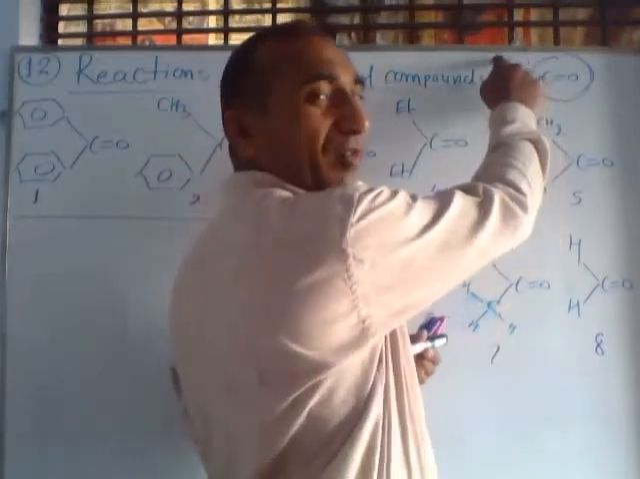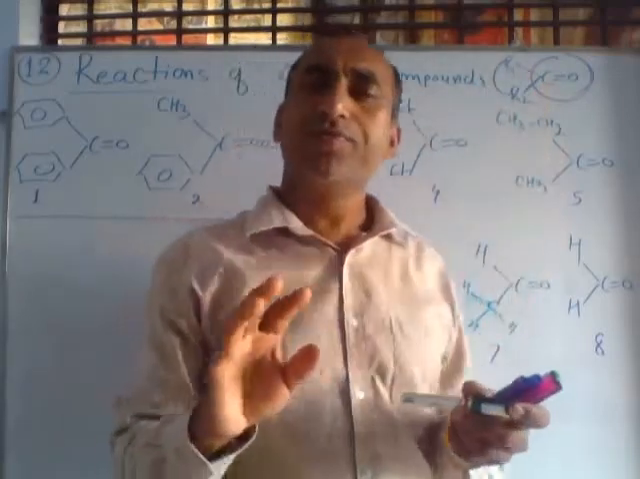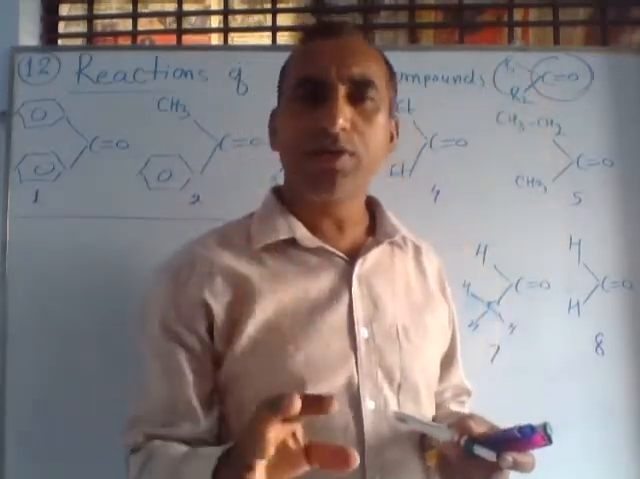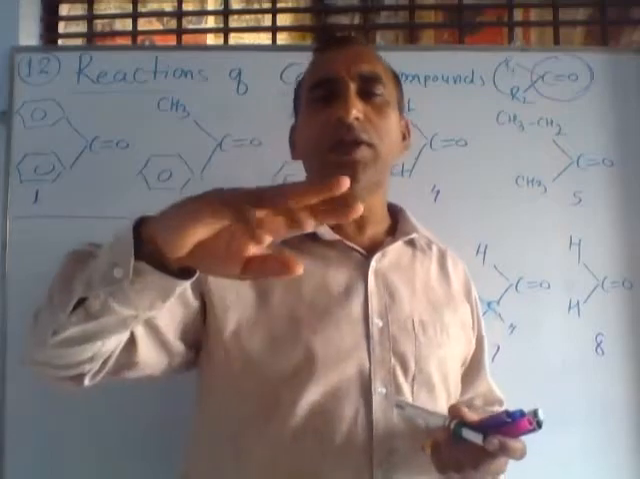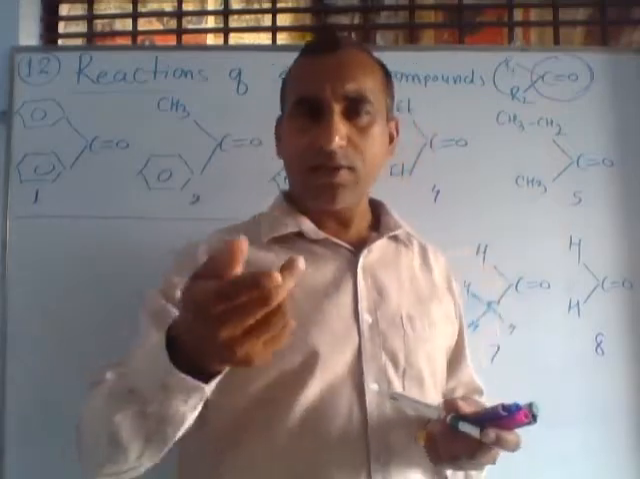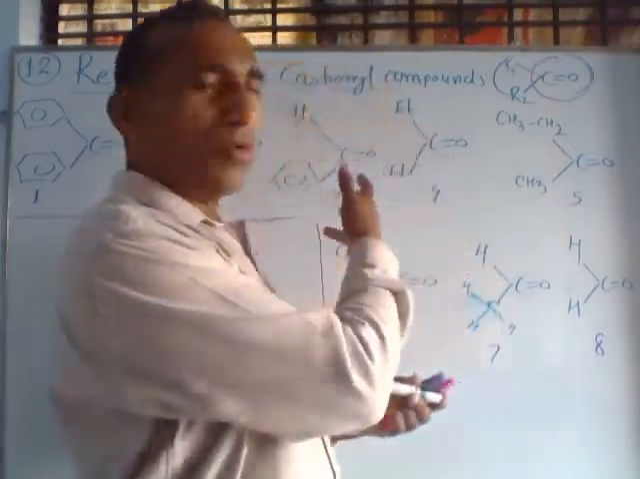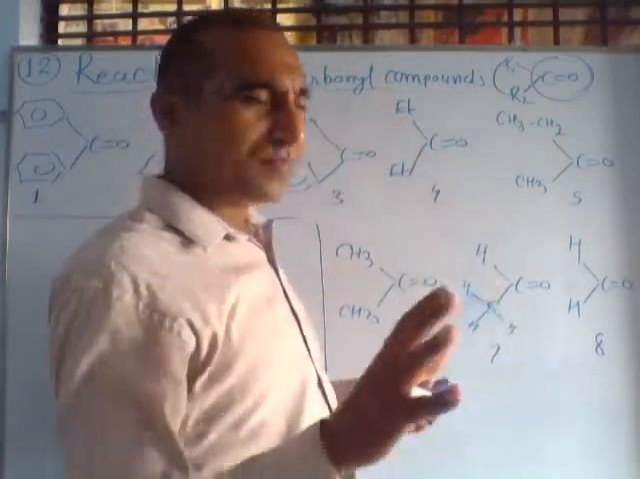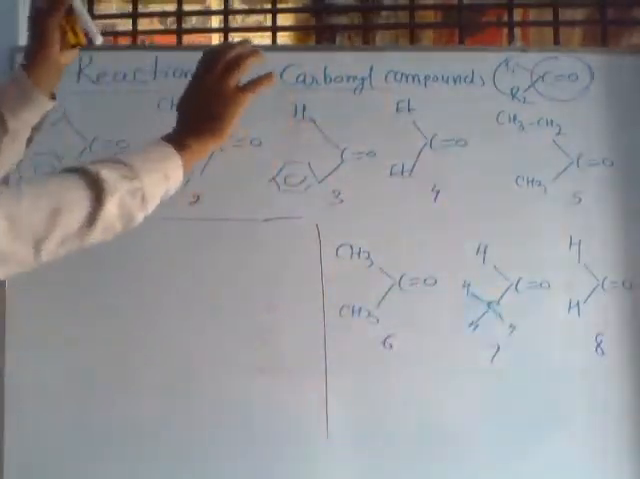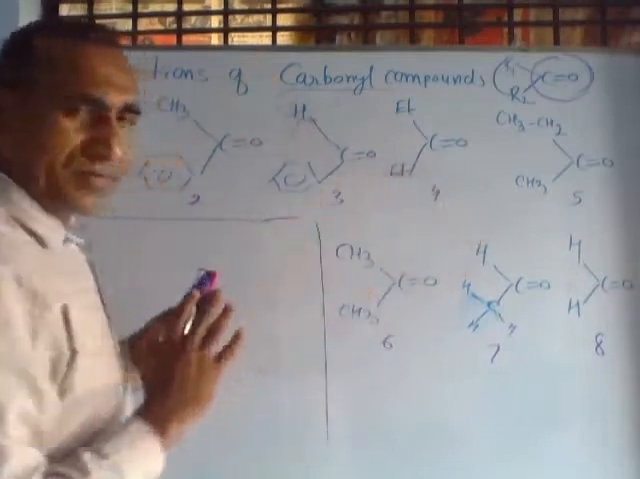Here, instead of R1 and R2, you can use both hydrogen, both CH3, or both benzene rings. Otherwise you can exchange H and CH3. On the board, you can see different types of examples. Listen, these all are carbonyl compounds.